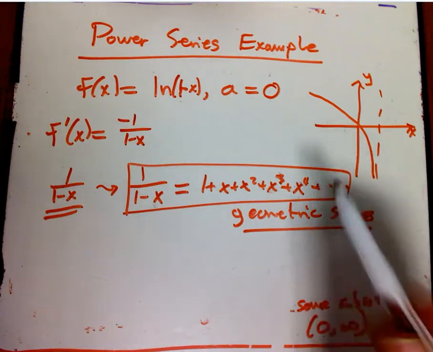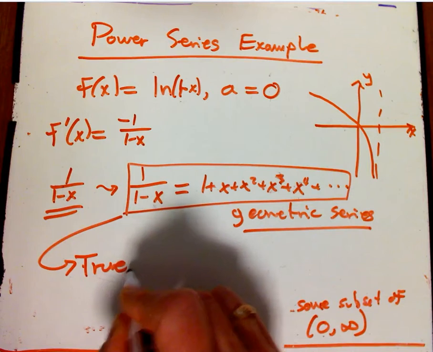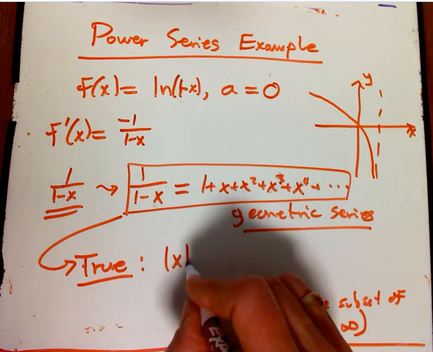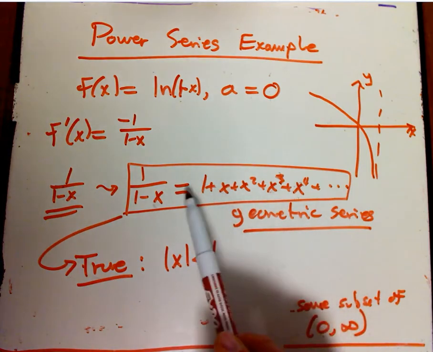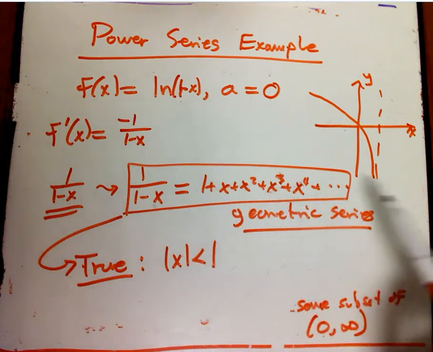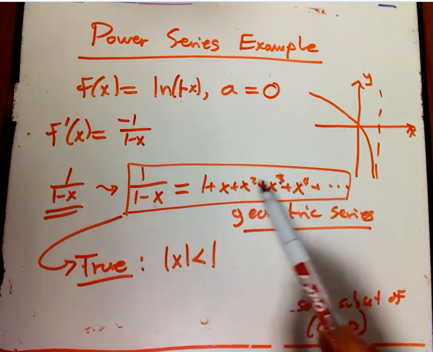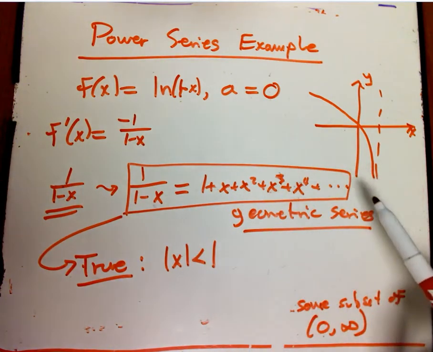And let's see, where was this true? It's true when x is smaller than 1 in absolute value. If x is 2, you're going to get 1 plus 2 plus 4 plus 8 plus 16. You try to sum those up and take a limit, it's just going to go to infinity. If x is minus 2, you get 1 minus 2 plus 4 minus 8 plus 16. That oscillates to infinity, and that's even worse.